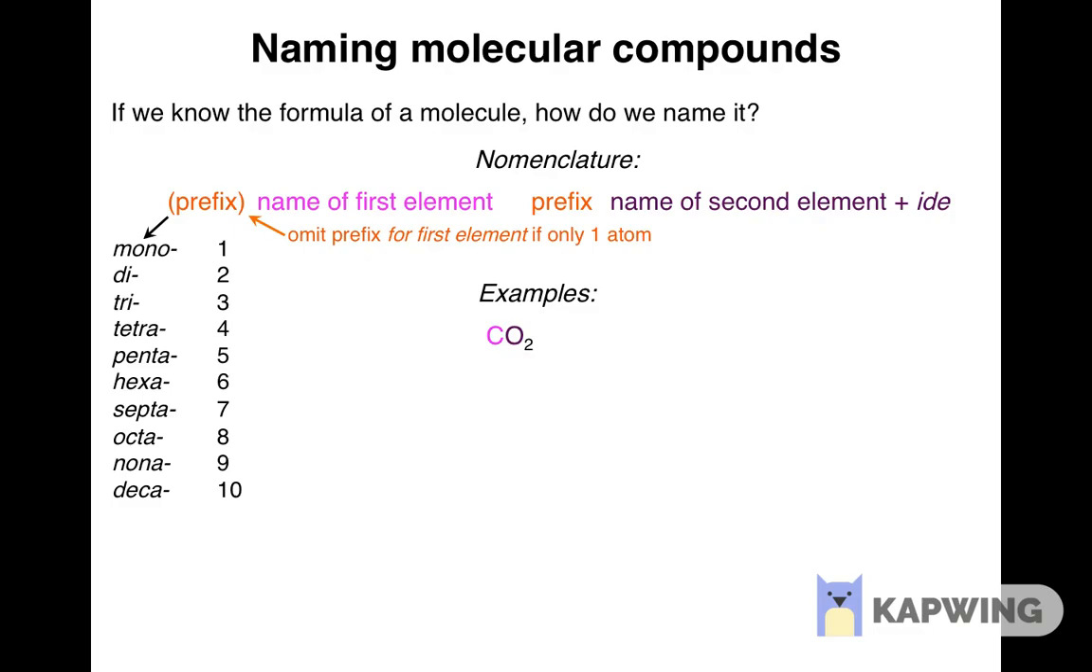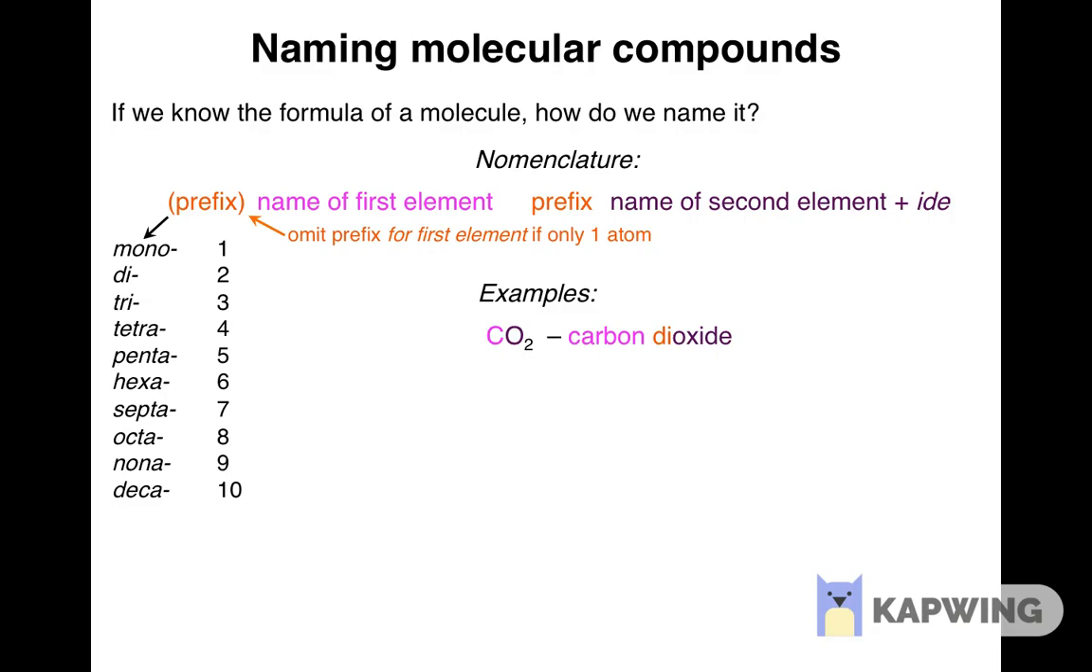Let's use this convention. Because there is only one atom of the first element, carbon, we do not need a prefix that indicates the number of atoms for this element. So we start with the name of the element, carbon. Because there are two atoms of the second element, oxygen, the prefix that indicates the number of atoms for this element is di. This prefix is followed by the name of the second element, modified so that the ending is "-ide", so oxygen becomes oxide. Now we put all the parts of the name together and get carbon dioxide.